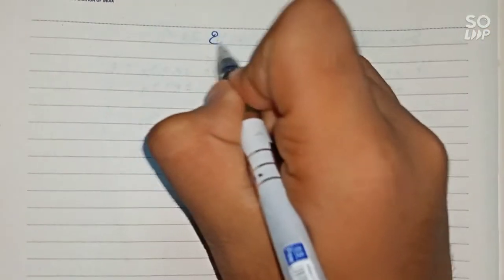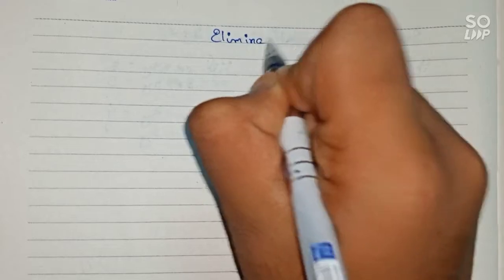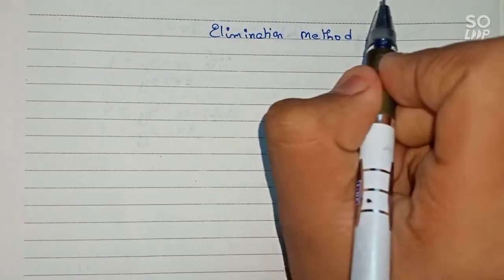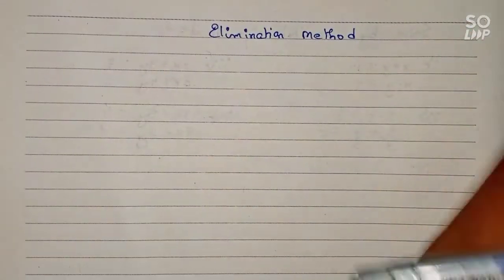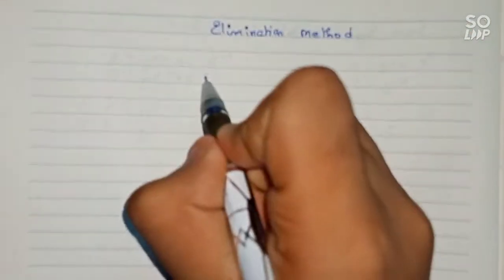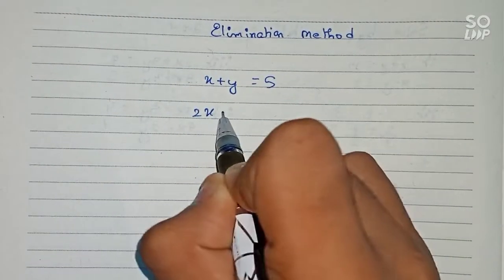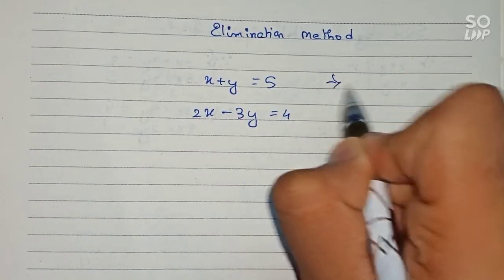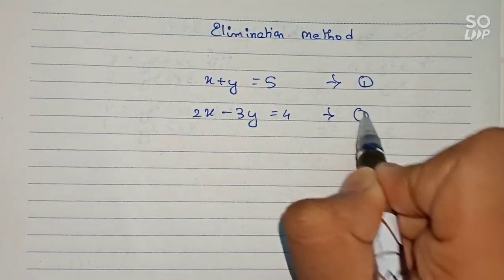The elimination method will be somewhat different. So first we take an example. Suppose x plus y is equal to 5 and 2x minus 3y is equal to 4. This will be equation number 1 and this will be equation number 2.